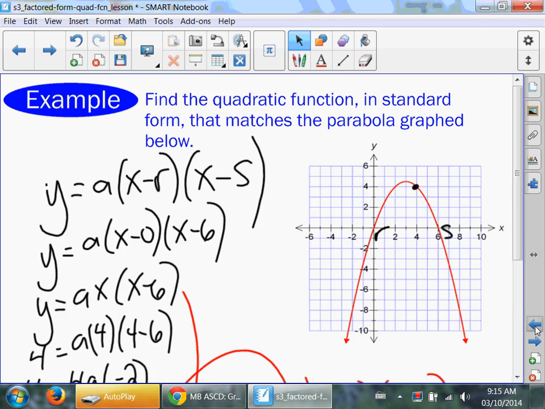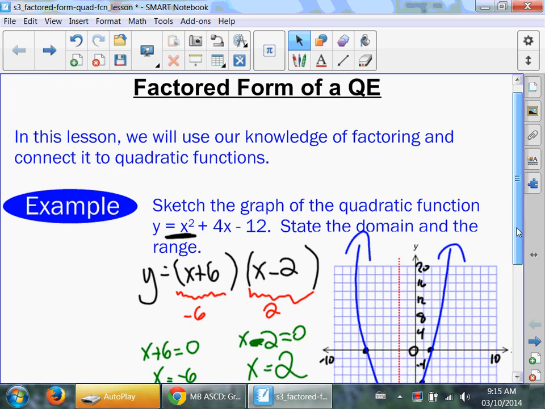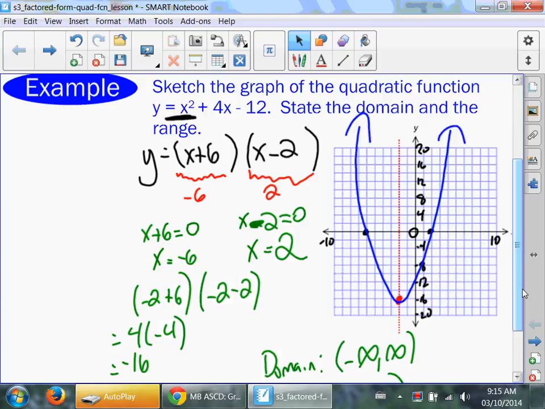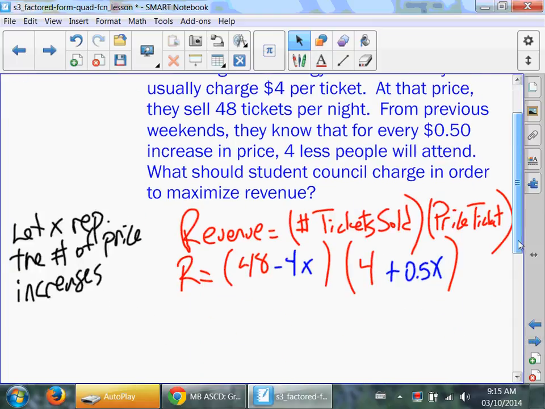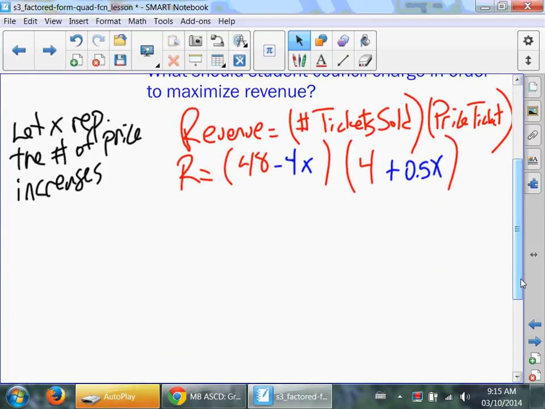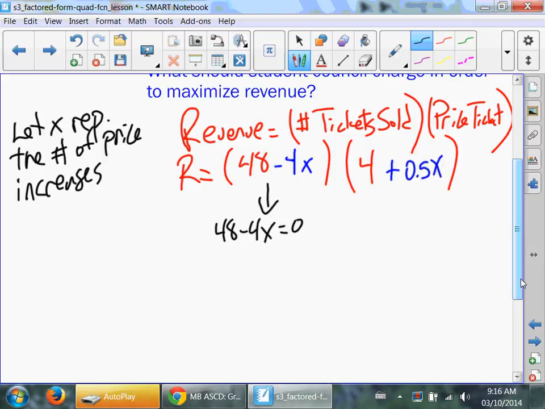So if you take a look back at that first question, this wasn't factored for us. We had to factor it, then we solve for X. So looking at our question here, the tough part was coming up with this relationship. We did that. Now we have to finish the factoring. So from here, I know 48 minus 4x is 0. So 4x is 48. So x is going to be 12.